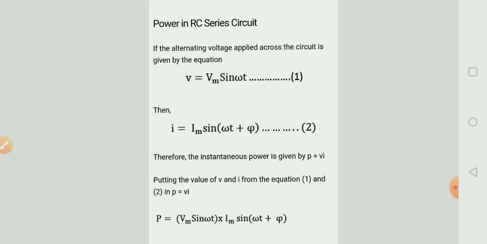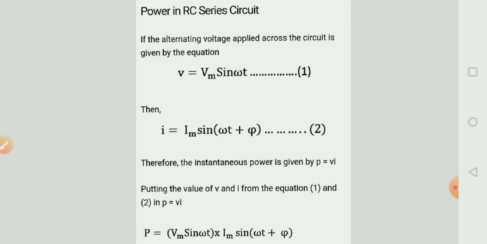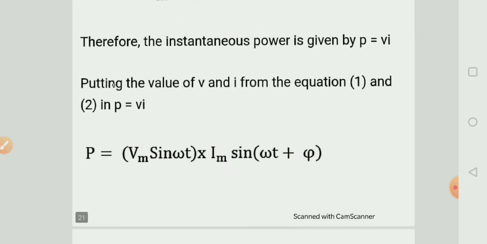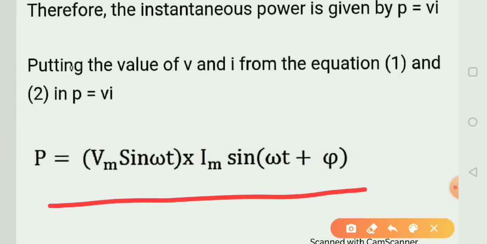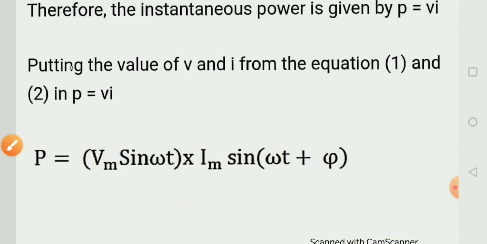Power in the RC circuit: we know that V is equal to Vm sin omega t and I equal to Im sin of omega t plus phi, because here the current is leading. Now if we calculate the power, we get the formula for power equal to Vm sin omega t into Im sin of omega t plus phi.